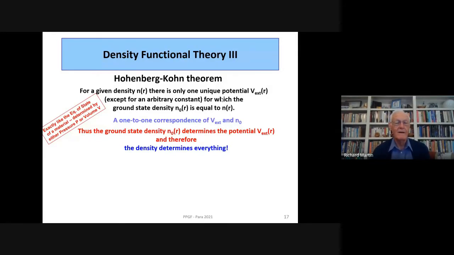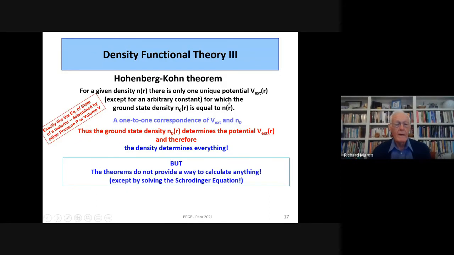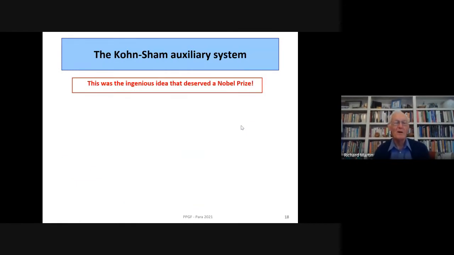It's known in so many areas of physics. But the theorems do nothing to help us actually calculate anything. It just says go back and solve the Schrödinger equation to get the result. Was that worth a Nobel Prize? Probably not. What was worth a Nobel Prize was the Kohn-Sham idea of construction of an auxiliary system that makes the solution actually possible.